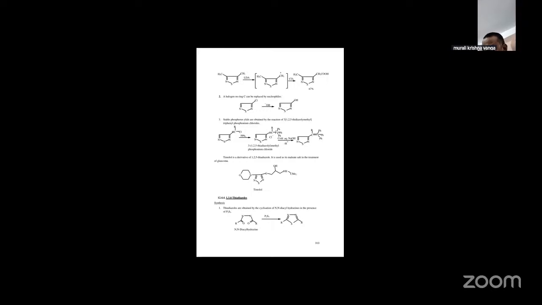1,2,4 thiadiazoles. 1,3,4 thiadiazoles. 1,3,4 thiadiazoles are obtained by the cyclization of N,N'-diacyl hydrazines in presence of P2S5. 1,3,4 thiadiazoles are also obtained by the reaction of 1,3,4 oxadiazole with P2S5.